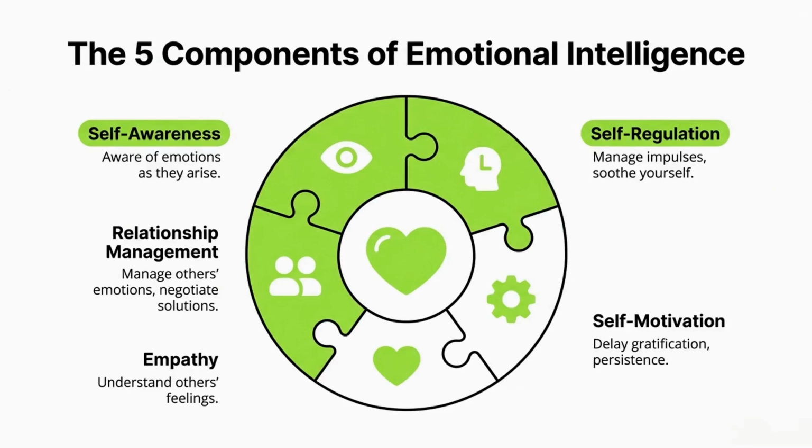Now, emotional intelligence has 5 key components. These include self-awareness, self-regulation, self-motivation, empathy, and relationship management. We're going to explore each of these components in the following scenes.